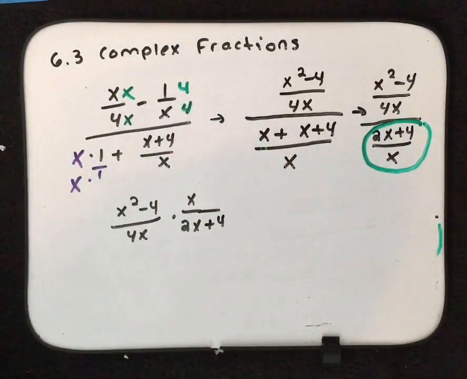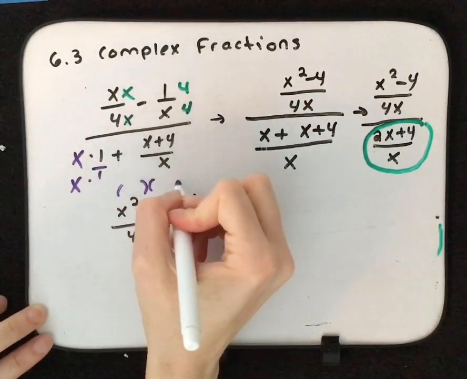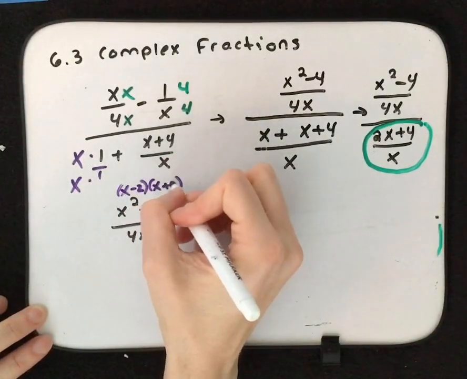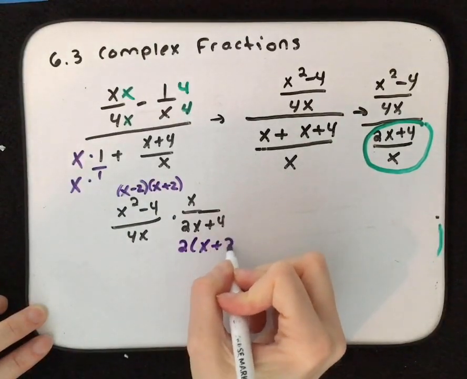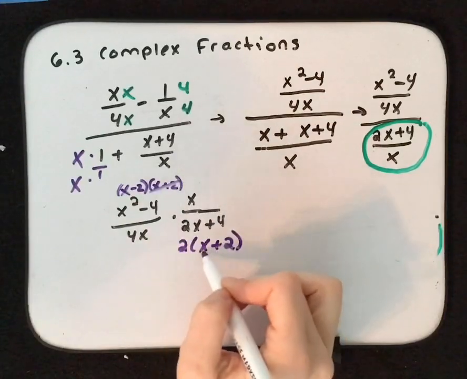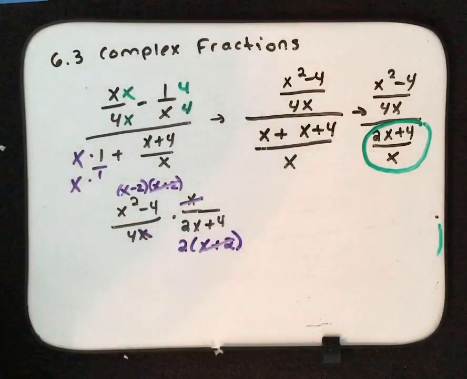Now we can start factoring to see if there's anything that we can cancel. X squared minus 4 is a difference of squares, so we can do x minus 2 and x plus 2. 2x plus 4 has a 2 in common, so we can factor that out and we'll be left with x plus 2. That x plus 2 and that x plus 2 can cancel. X right here and x right here can cancel.